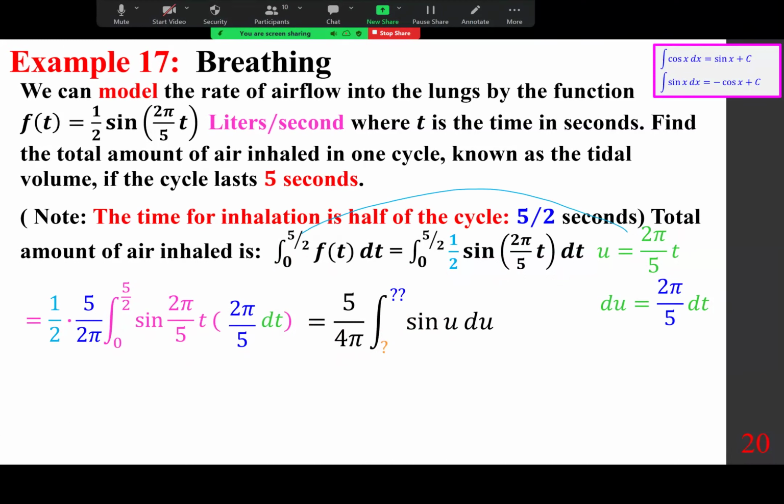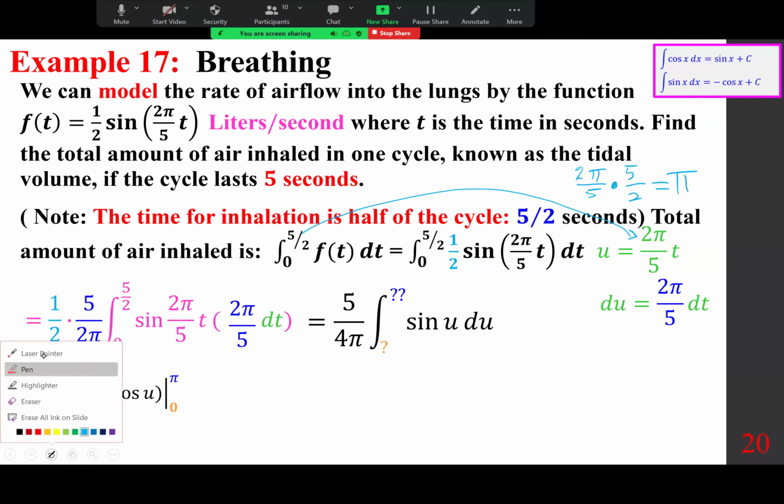If I plug in the upper limit, I get 2 pi over 5 times the t. The upper limit is 5 halves, and we get pi. That's why we get 5 over 4 pi. Sine gives us negative cosine. The lower limit is 0. The upper limit is pi.